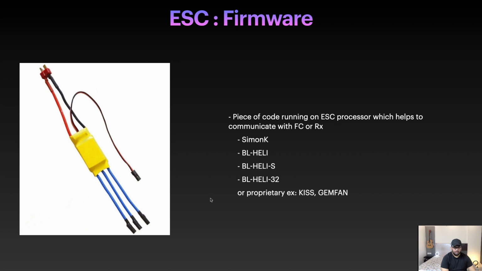And there are also some closed source firmware which are proprietary to some company like KISS and Gemfan. So BLHeli is one of the open source, widely used firmware for ESCs used by all major drone pilots, especially in the FPV community. SimonK is quite old, and this ESC runs SimonK out of the box, but new ESCs which we are using in drone racing use BLHeli or BLHeli_S or BLHeli_32.